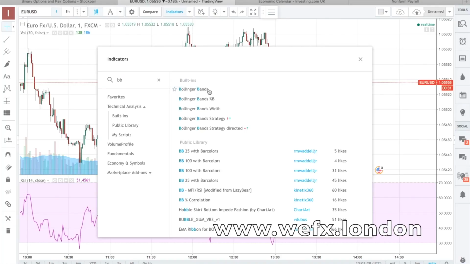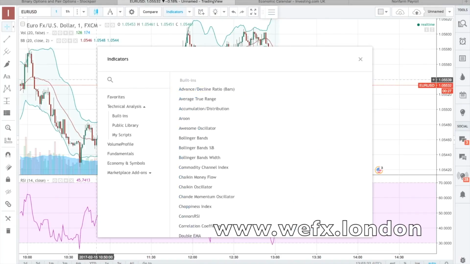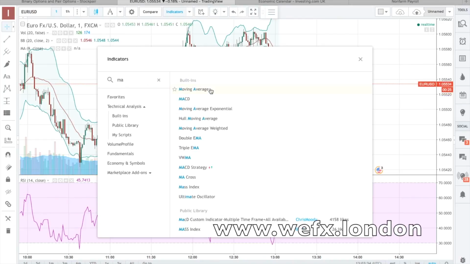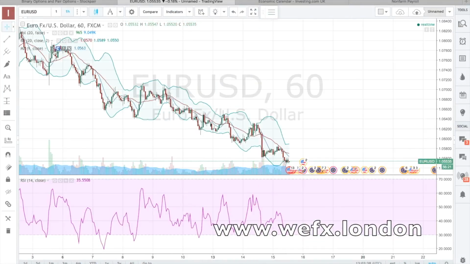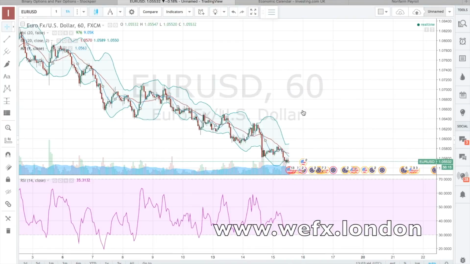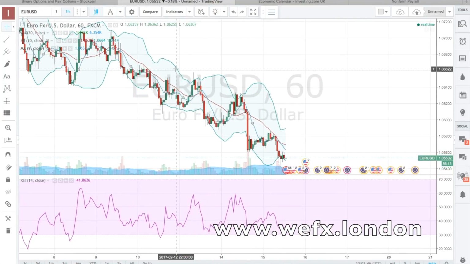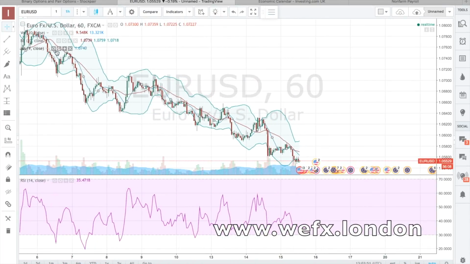We're also going to add the Bollinger Bands and a moving average. Now, there's loads of different options of a moving average. I find the 20, 50, 100 or 200 moving average to be the best. So you can see they're all added on here. It might not look like it's making sense, but it will.